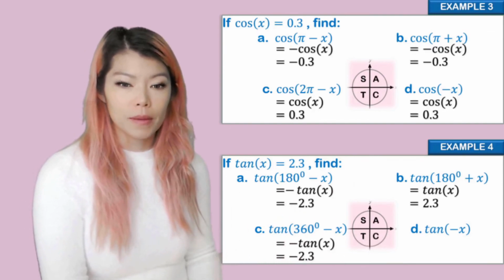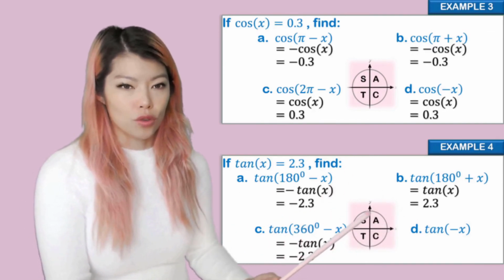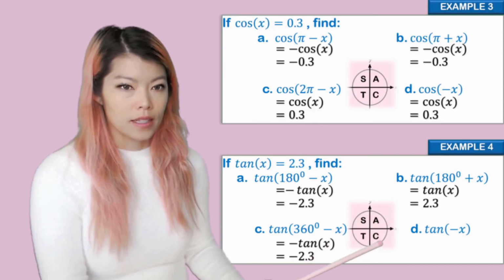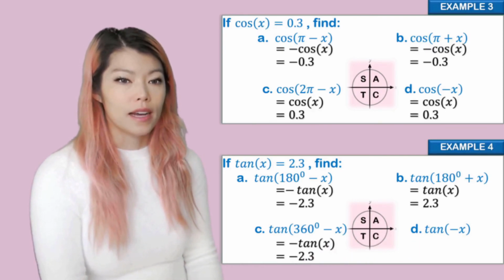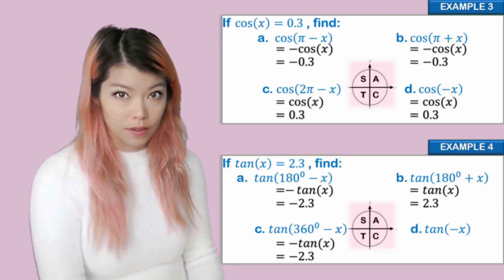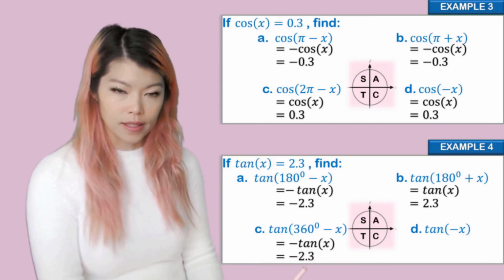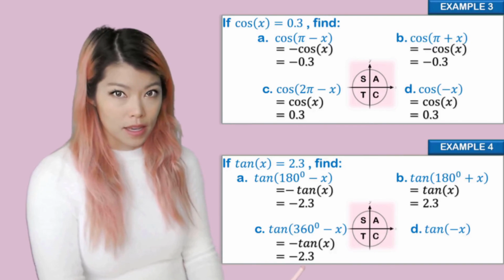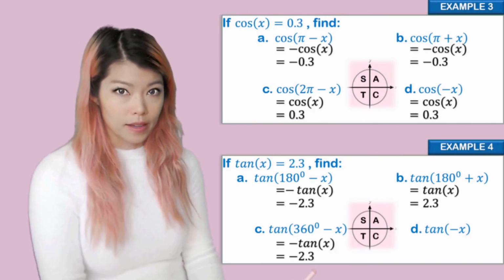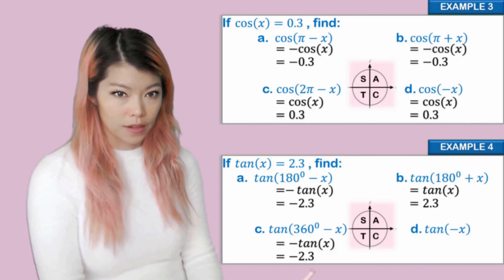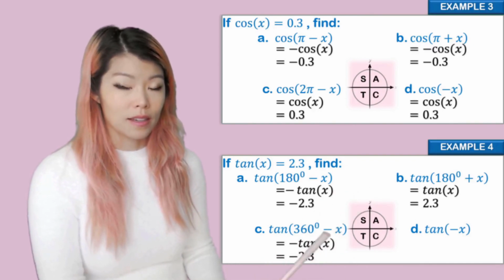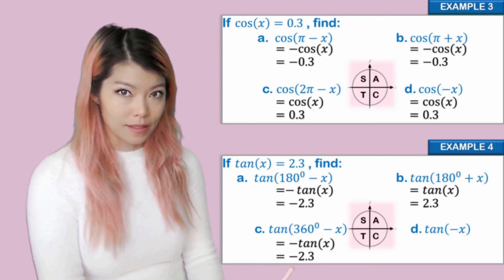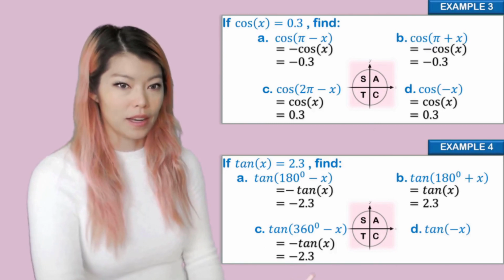So remember the steps that I'm doing. First I draw the circle ASTC, then I ask myself which quadrant am I in, and then I ask myself am I positive or negative, and then I can put the answer in. So ASTC, which quadrant am I in? Am I positive or negative? And then write the answer.